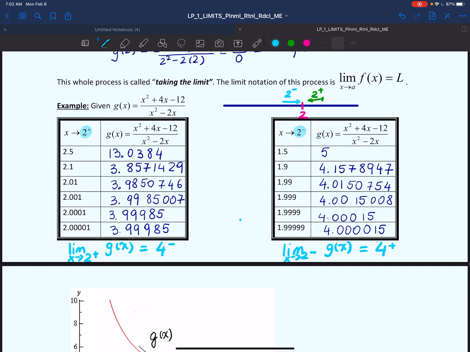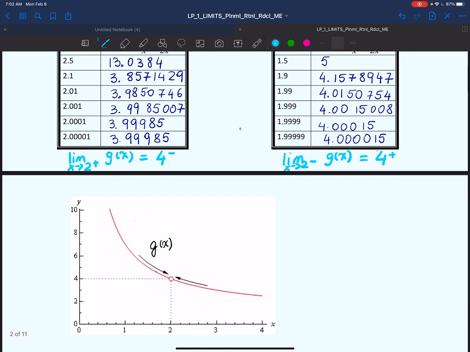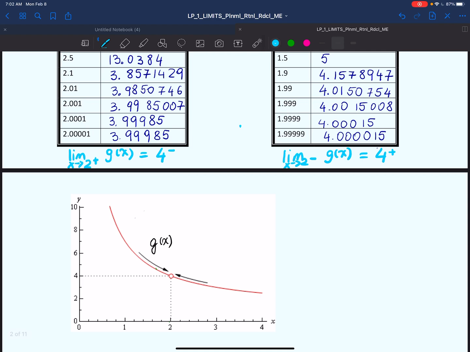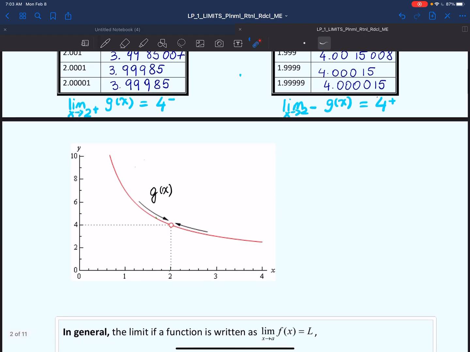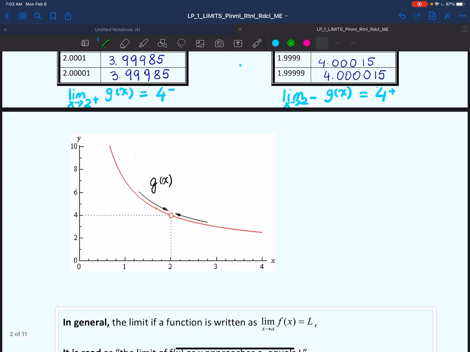Now, to illustrate this a little bit more, I brought in the graph of the function around x equals 2. So this is the function g(x), and at x equals 2, the function g(x) has a hole. That's because the function is undefined at x equals 2. You probably remember from the functions course that it seems that we had a removable asymptote in here, okay? So removable discontinuity.